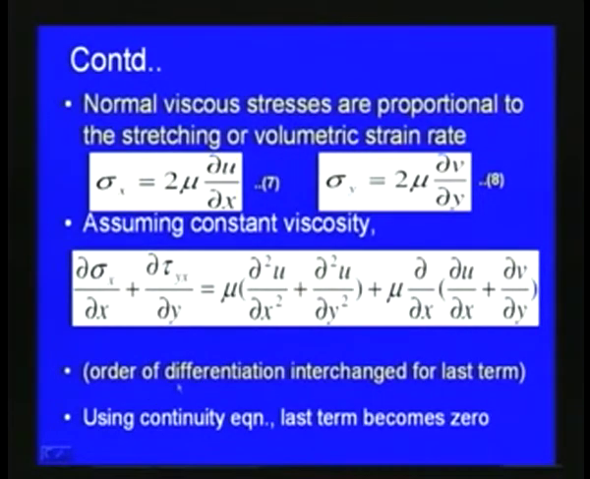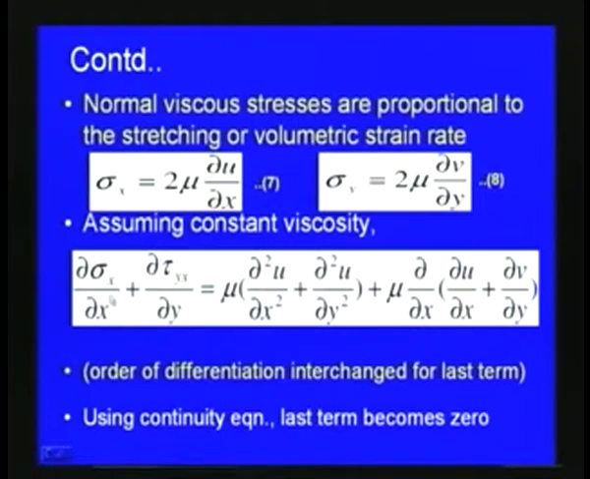Here the order of differentiation is interchanged for this last term. So, that is why this form is obtained. With respect to x and y, the order of differentiation is interchanged. Here you can see that for 2 dimensional problems, this ∂u/∂x + ∂v/∂y for incompressible viscous flow will be equal to 0.